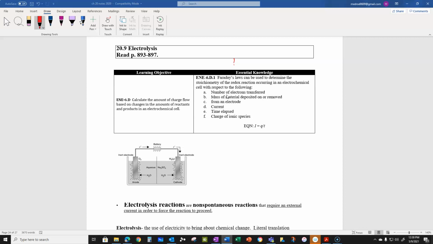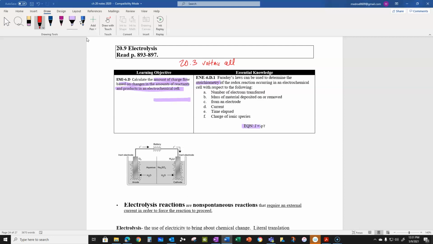Okay, so let's begin. Calculate the amount of charge flow based on the changes in the amounts of the reactants and products in that electrochemical cell. About the last equation you're going to be seeing. Faraday's law can be used to determine stoichiometry, yay, stoichiometry, of the redox reactions occurring in an electrochemical cell with respect to the number of electrons, the mass of whatever material, aka chemical element, from the electrode, the current, the time, and the charge.